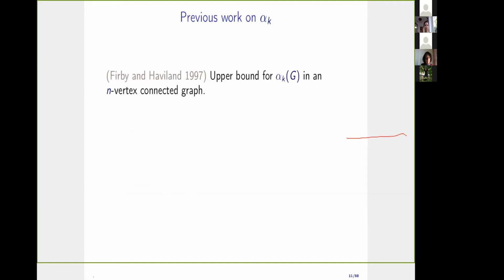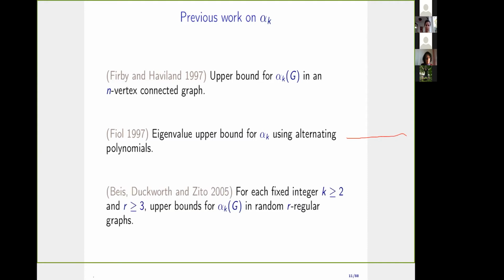From the more graph theoretic point of view, previous work on this parameter has been done by Firby and Haviland in '97. They provide a sharp upper bound on the k-independence number for a connected graph. Also, Fiol in '97 provides the first eigenvalue bound for alpha k by using the so-called alternating polynomial. I will define later what they are and how they are calculated. There is also a paper from 2005 by Beis, Duckworth and Zito, who also provide upper bounds which are sharp in some instances for random regular graphs for that parameter.